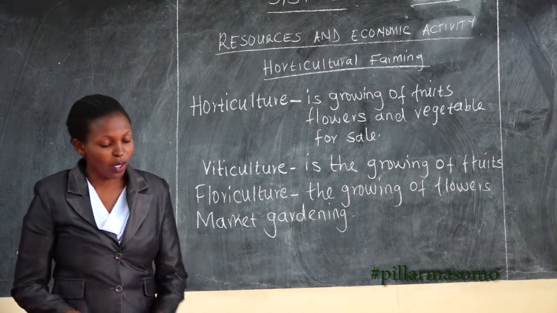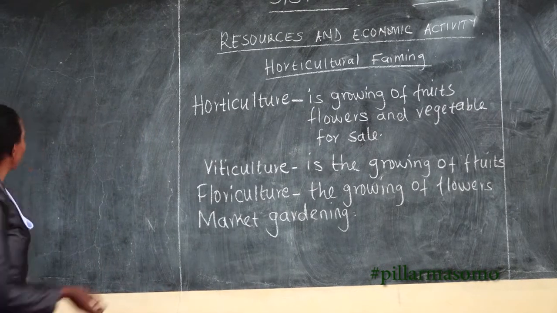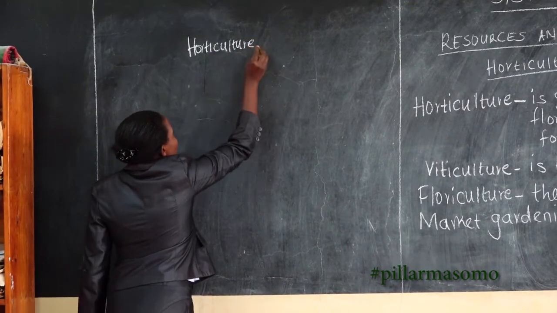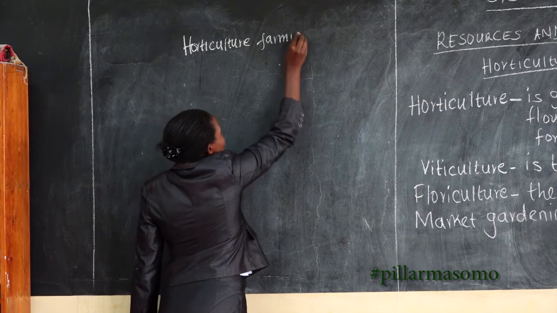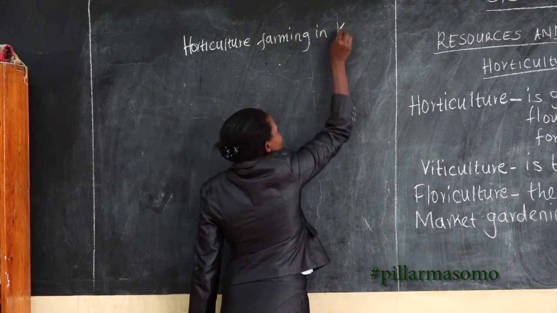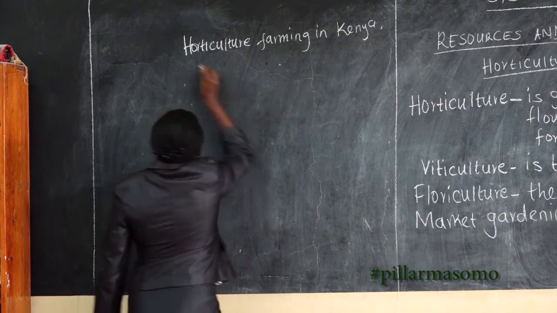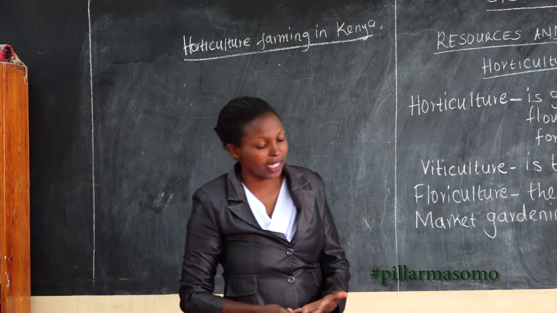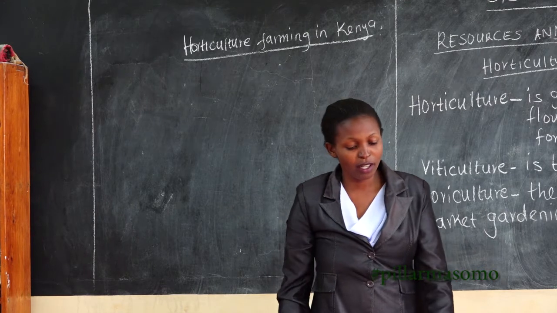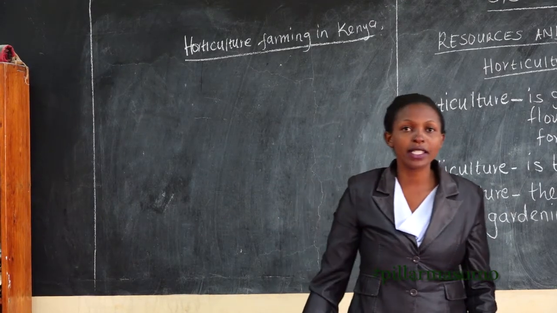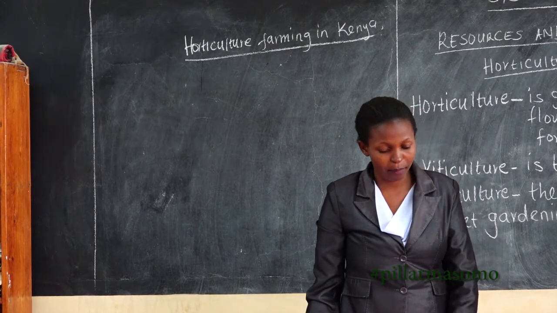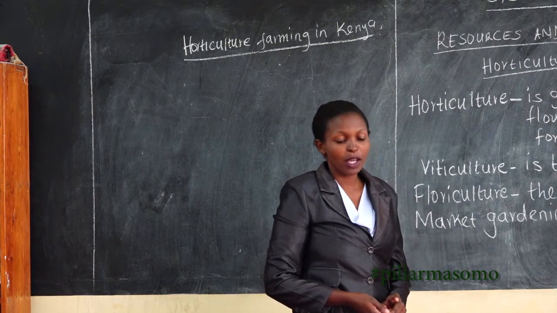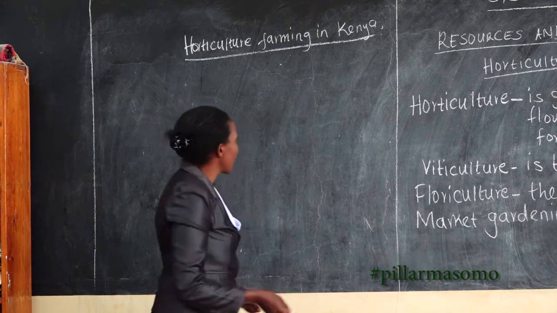And then now we continue on, we have the horticulture farming in Kenya. How is it done in Kenya? Kenya has a long history of growing horticulture crops for domestic and also export market. We have the type of the climate that is needed, which is good in Kenya. We have the tropical and also temperate climate.